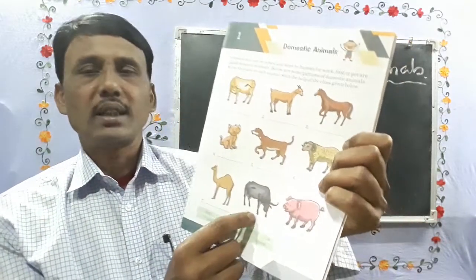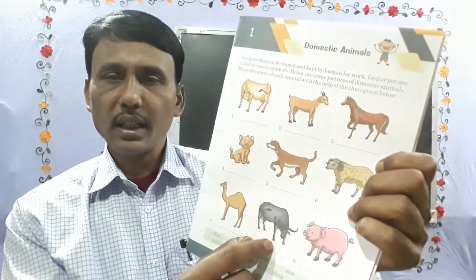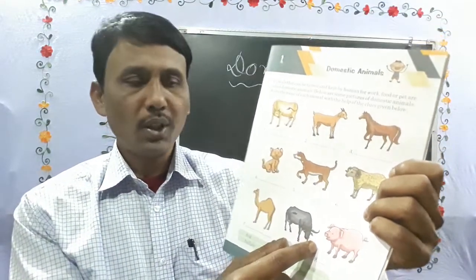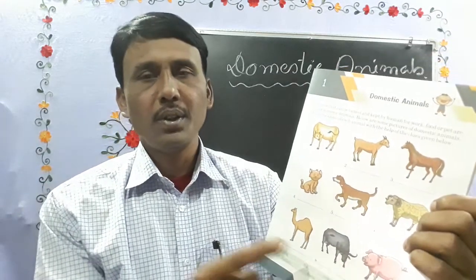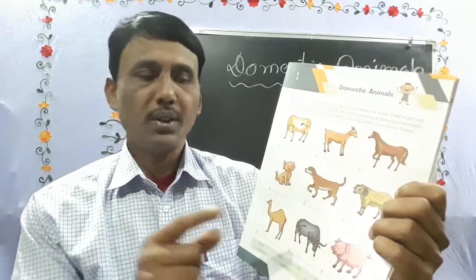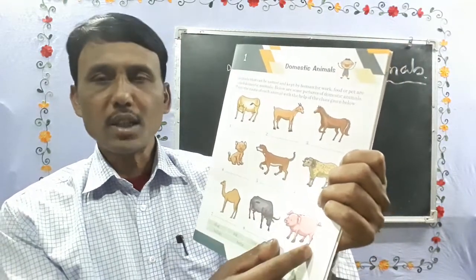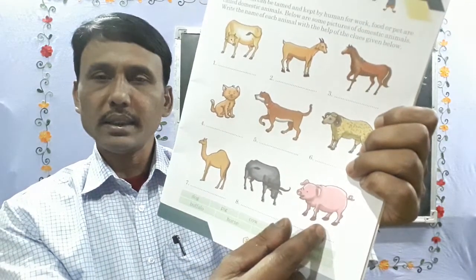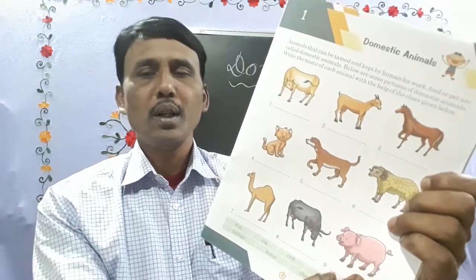Second last picture. The second last picture is the picture of a buffalo. Is it clear? Can you see it? Okay. This is the picture of a buffalo. We get milk and meat from the buffalo. Next. This is the last picture that I am going to talk about. The last picture is the picture of a pig. Can you see it? We get meat from the pig.